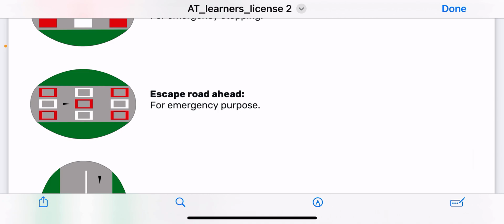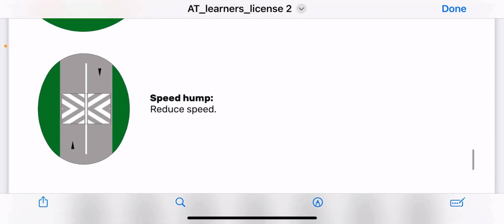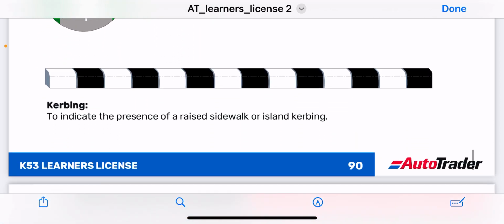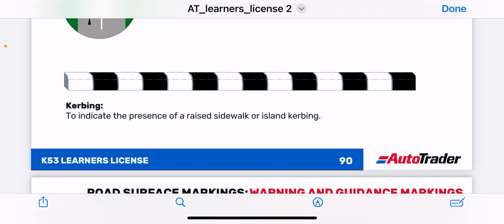And then you have the escape road ahead. If, for emergency purposes, you want to escape the freeway, then you just take a detour to escape. Right? Speed hump, you know it. And then this one, curbing, to indicate the presence of a raised sidewalk or island.